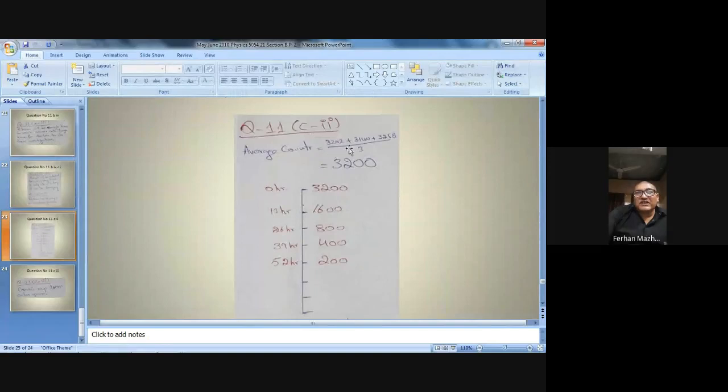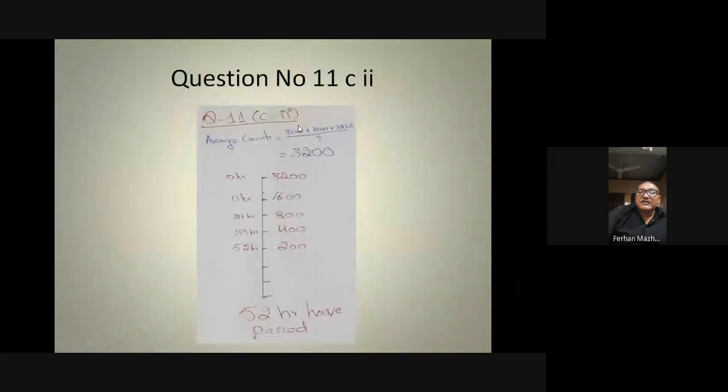First of all, I will take the average count. I will add the three readings given and divide by three. So on your calculator, write these three values: 3202 plus 3140 plus 3258, equals, and divide by 3. The final answer will be 3200. So the average count rate is 3200. Then at 0 hours, it is 3200.